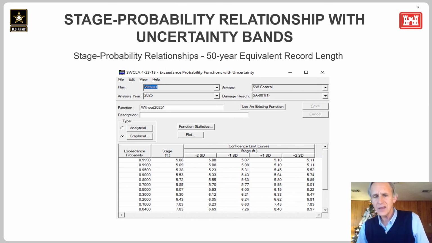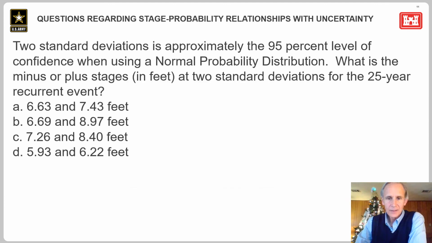So let's see now if we could answer the question. This slide asks, 2 standard deviations is approximately the 95% level of confidence when using a normal probability distribution. What is the minus or plus stages in feet at 2 standard deviations for the 25-year recurrence event? Well, when you look back at that previous slide, you'll see the very bottom row is the 25-year event, which is equal to the 0.04 probability. And if you look at that range, for 2 standard deviations, it's 6.69 to 8.97. So the answer to this would be B.